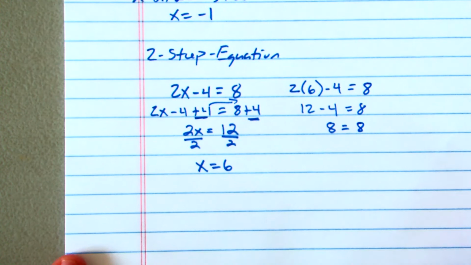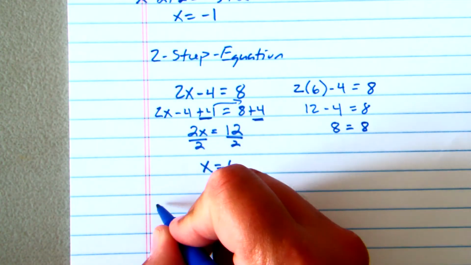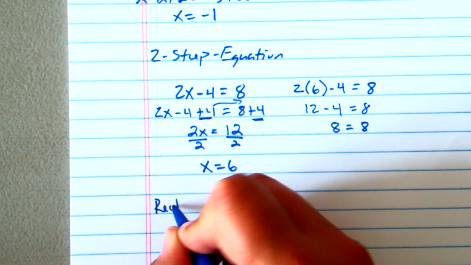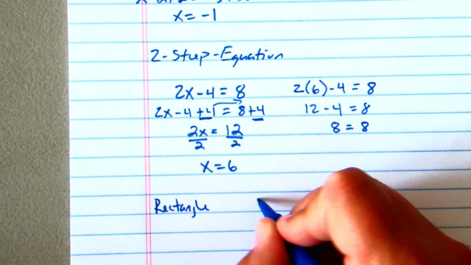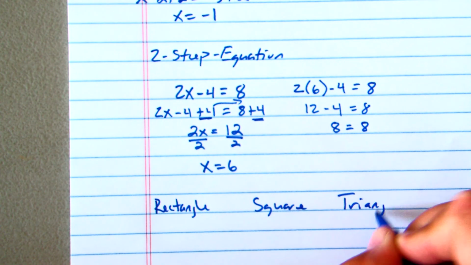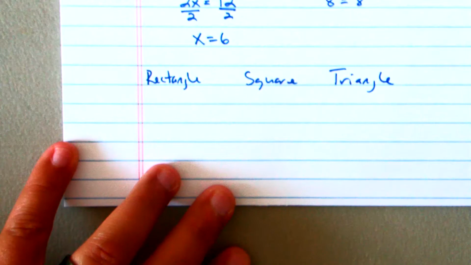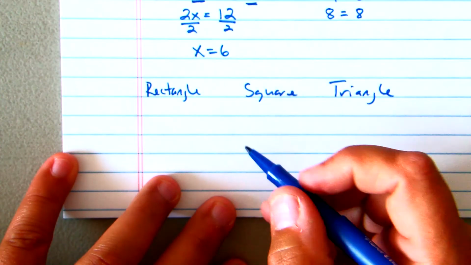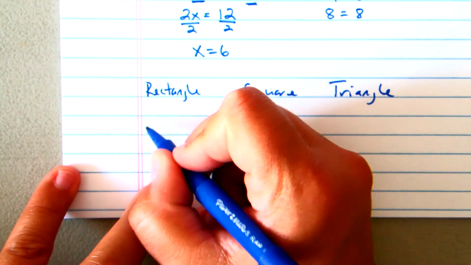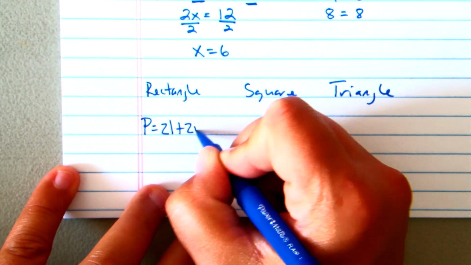The second portion deals with area and perimeter of a rectangle, a square, and a triangle. These are 3 formulas that you need to have memorized. If we're talking about a rectangle, let's go perimeter first. P equals 2 times L plus 2 times W.